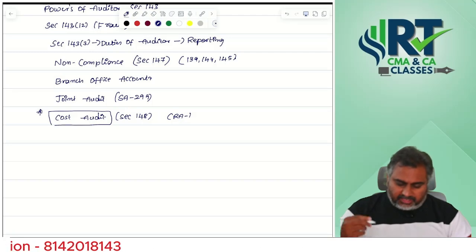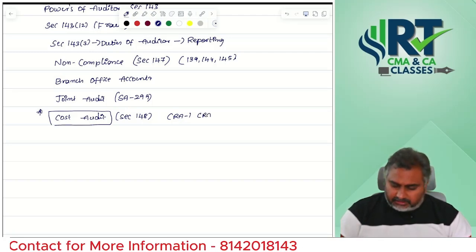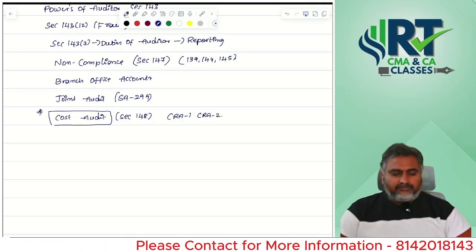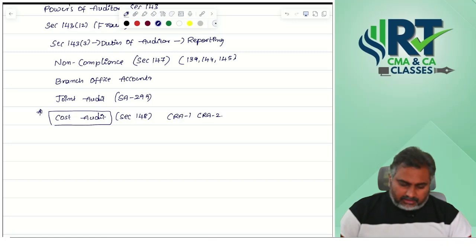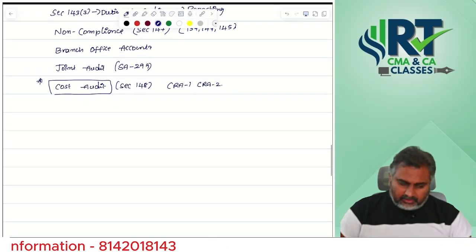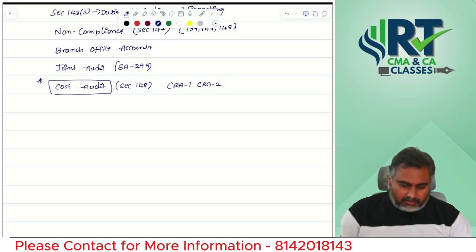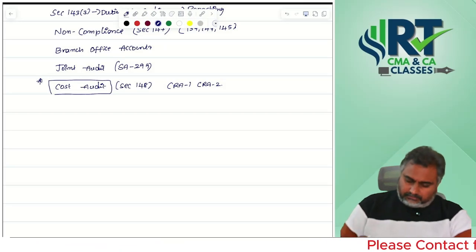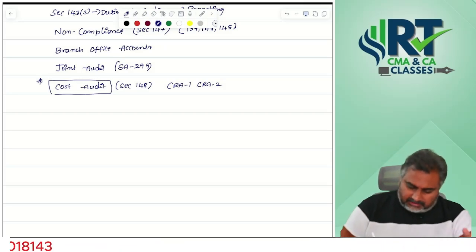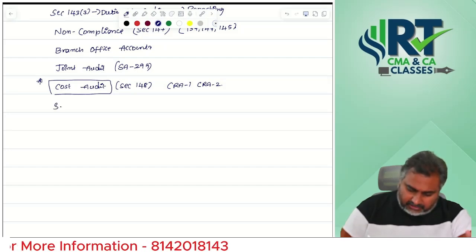To whom they need to communicate regarding that, CRA 2. Like that, you have the forms with you. Here also focus on these particular things. So try to read completely about cost audit itself. Secretarial audit, MCQ wise they are asking more.